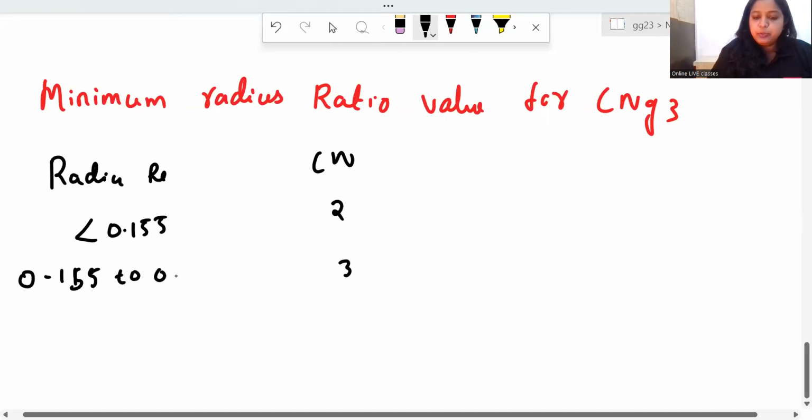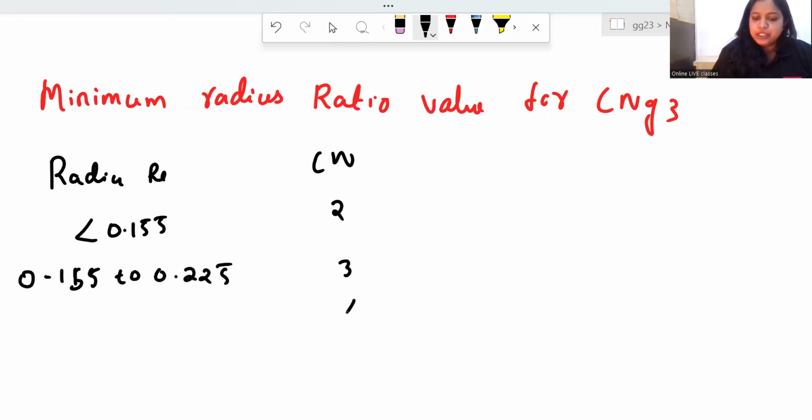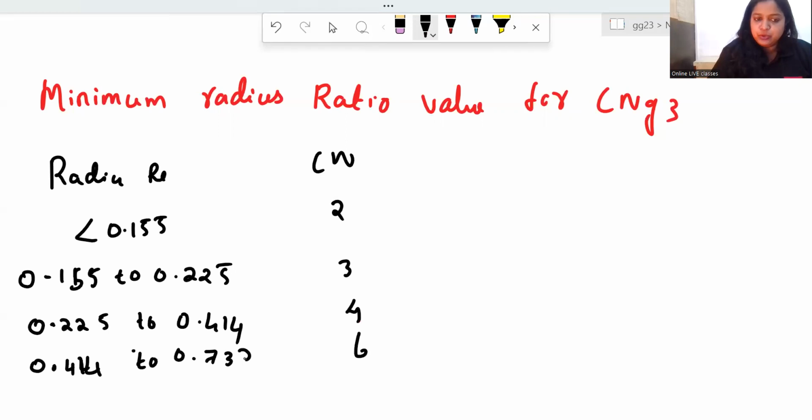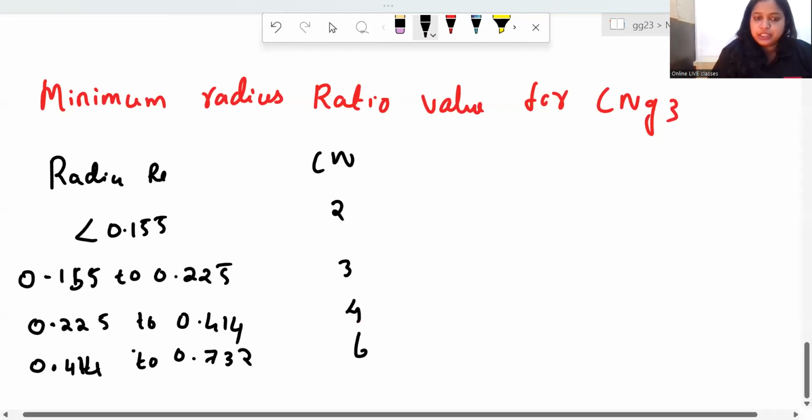0.155 to 0.225. And if coordination number is 4, then the range of radius ratio will be, minimum value 0.225 and maximum value 0.414. If the coordination number is 6, then the minimum radius ratio will be 0.414 and maximum value will be 0.732. If coordination number is 8, then the minimum value will be 0.732 and maximum is 1.